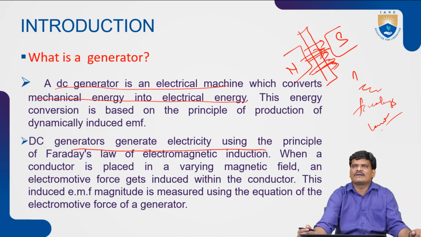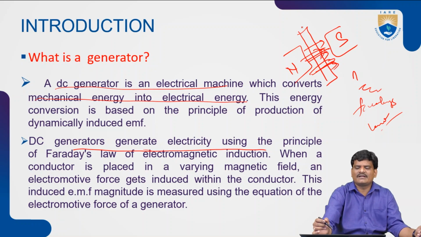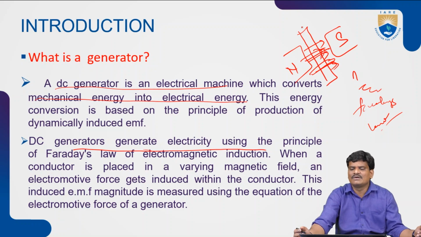Now what I am doing, I am taking a conductor. So what type of conductor is it? A conductor which is used to carry some amount of current in it. Yes or not? Either it may be made up of aluminium or it may be made up of copper, whatever material you choose. So now I am taking a conductor and this conductor is placed in this particular variable magnetic field. So what will be induced? An EMF will be induced within the conductor.